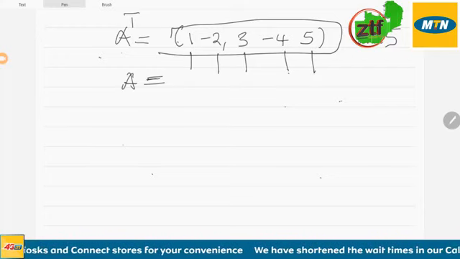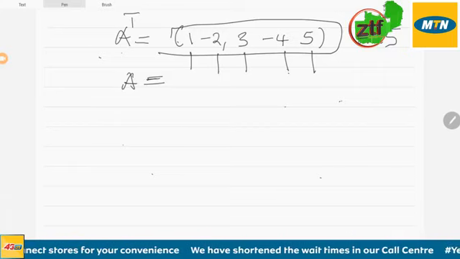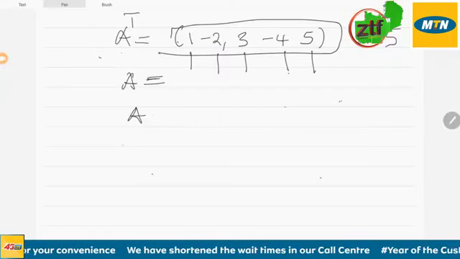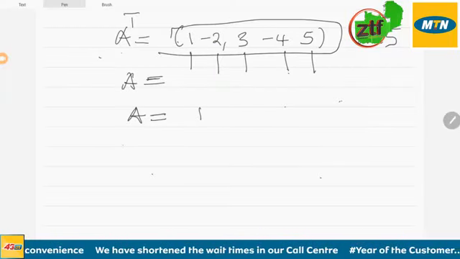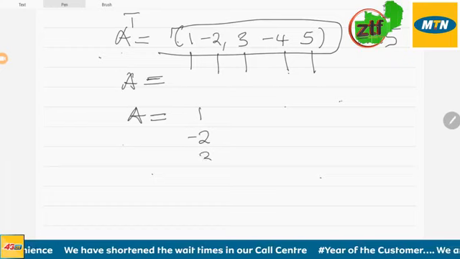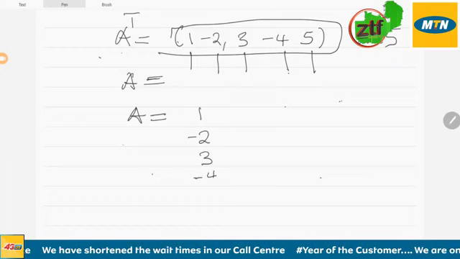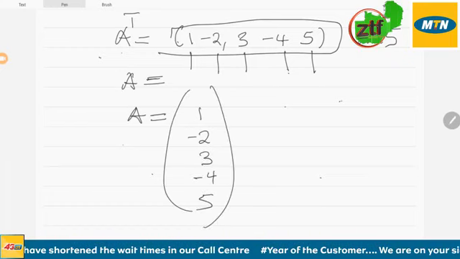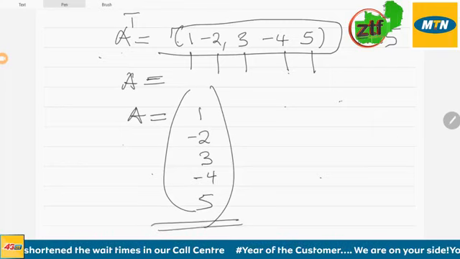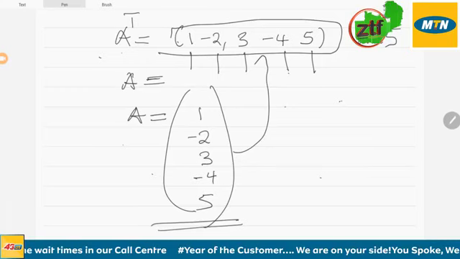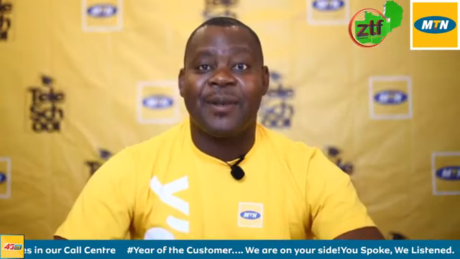So in order for us to revert to the original matrix A, we will change the row into the column. And this is going to be A equals 1, -2, 3, -4, and 5. So this was the original matrix, and when it was transposed, we end up having the matrix above there. So that is simply what it meant to say, can you transpose this matrix?